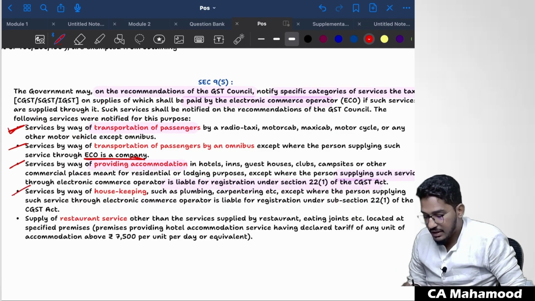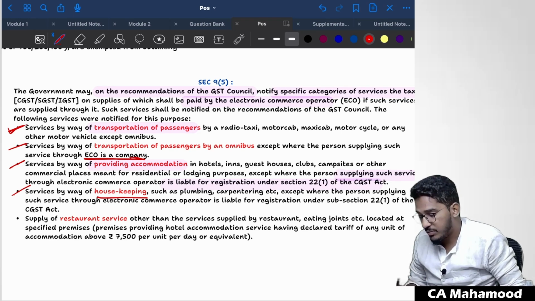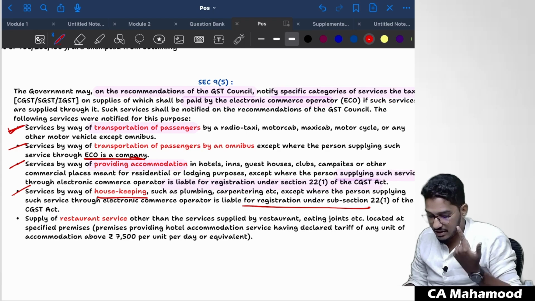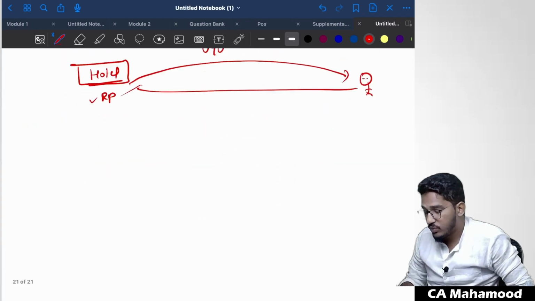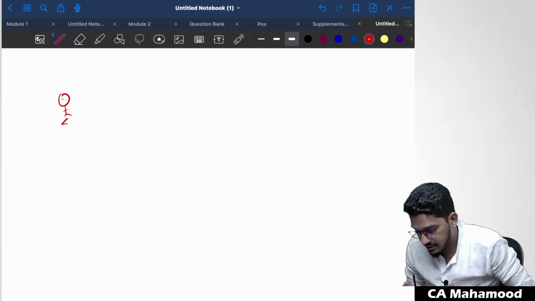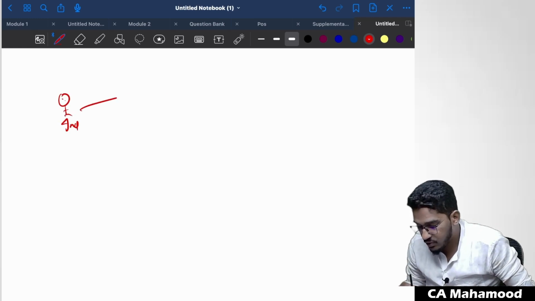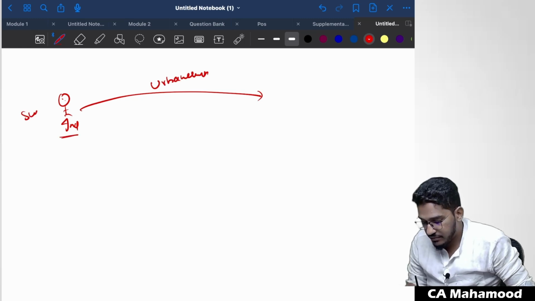Similarly, the fourth service: services by way of housekeeping such as plumbing, carpeting, etc., except where the person supplying those services through the e-commerce operator is liable for registration. Same as the previous point. In case housekeeping services are provided through an e-commerce operator, take for example, one individual is providing housekeeping services through the e-commerce platform Urban Clap. He is a supplier of services.